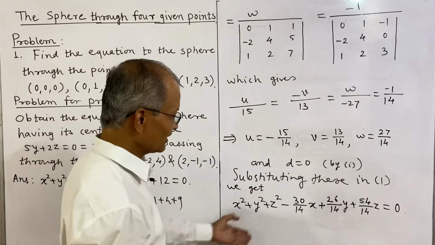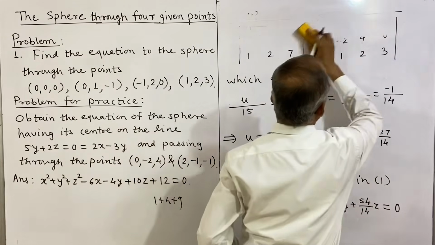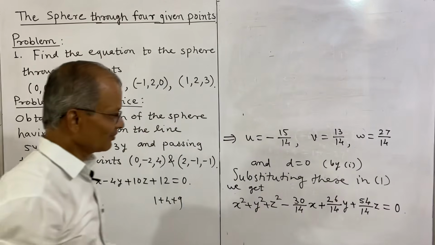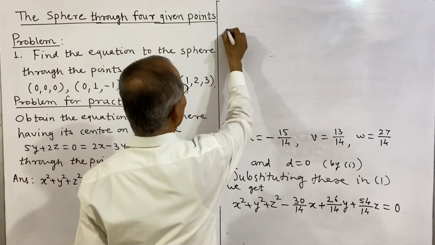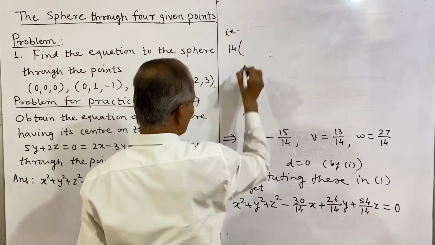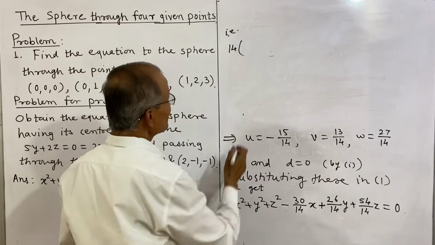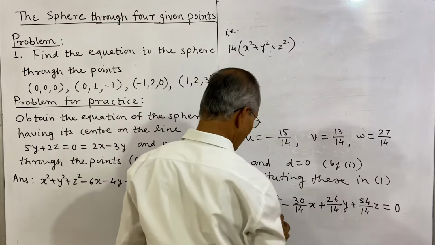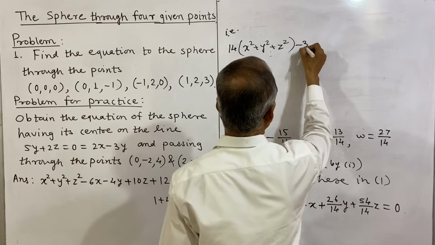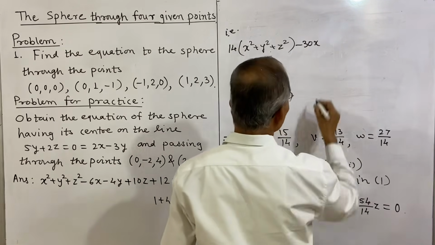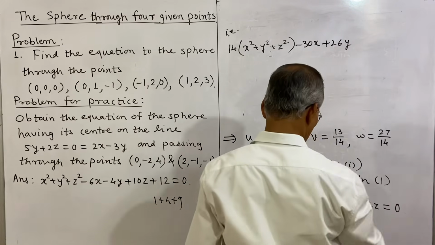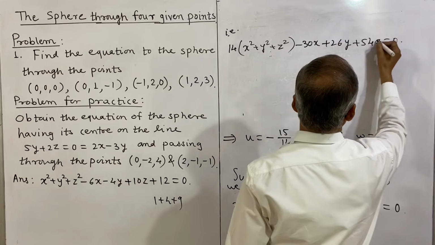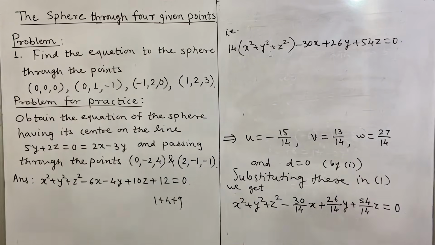Or we can multiply this throughout by 14. For this type of problem there is a lot of calculation, so we multiply by 14 to avoid the fractions. So 14 into bracket x square plus y square plus z square, and then the remaining can be written as minus 30x plus 26y plus 54z is equal to 0. So this is the equation of the sphere.